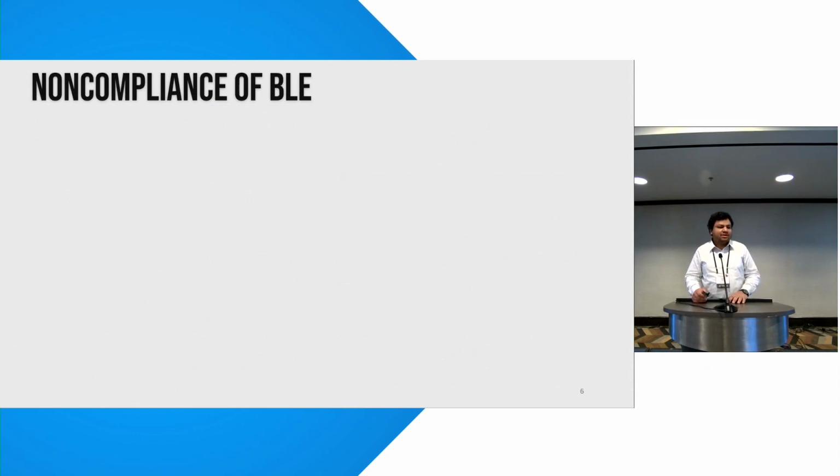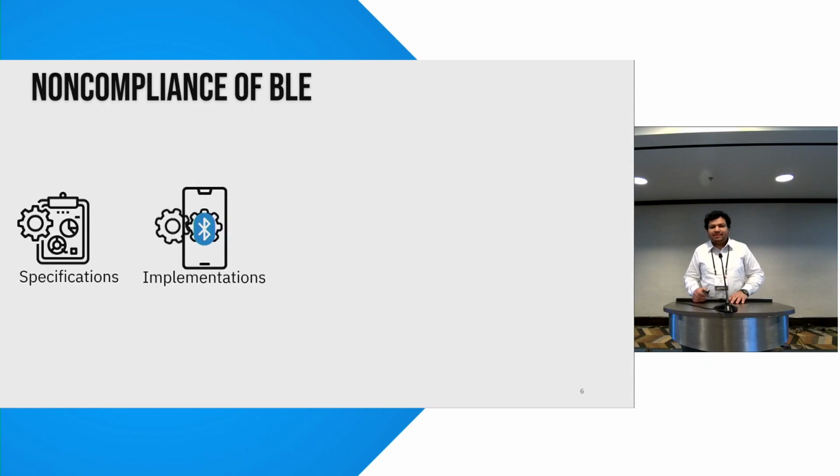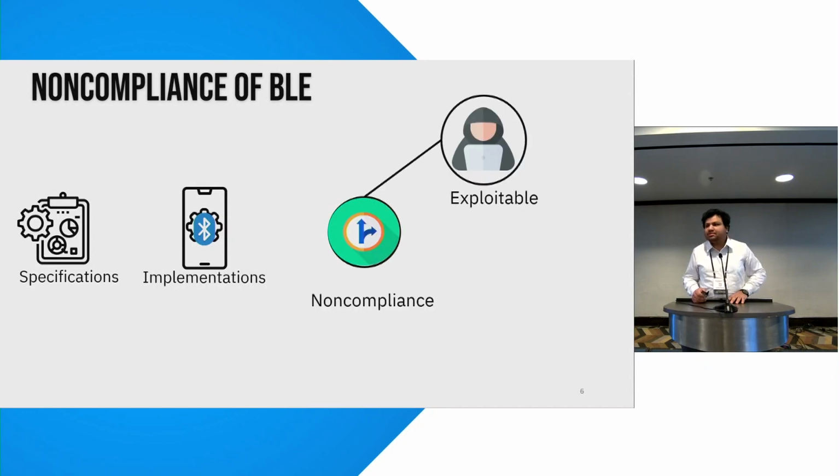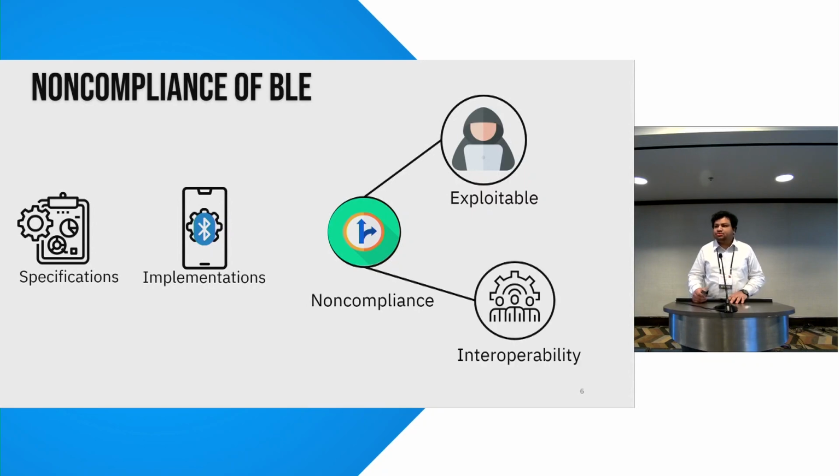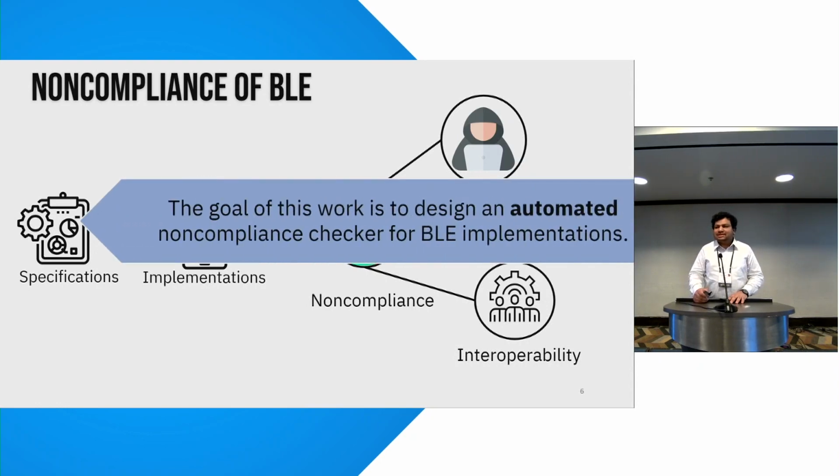With such an important protocol like Bluetooth, it is expected that the implementations follow the specifications. Failure to follow the specifications can create non-compliance that can either lead to exploitable attacks, such as denial of service, or more seriously, security bypass, and also interoperability issues where multiple devices fail to properly communicate with each other. So the main goal of our work is to design an automated non-compliance checking framework for BLE implementations. That is what I'm going to talk about in future slides.